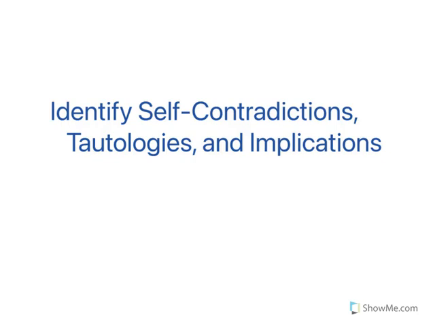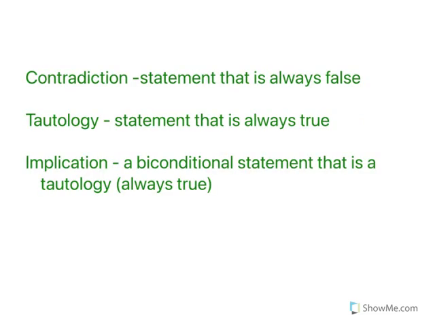Identify self-contradictions, tautologies, and implications. All right, so we have three pieces here: self-contradictions, tautologies, and implications. What do these mean, and what are we doing? Okay, so a contradiction is a statement that is always false.